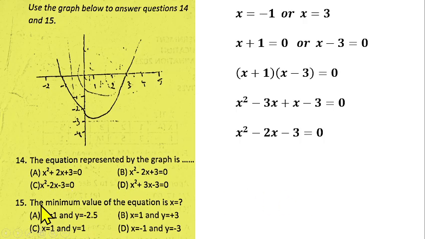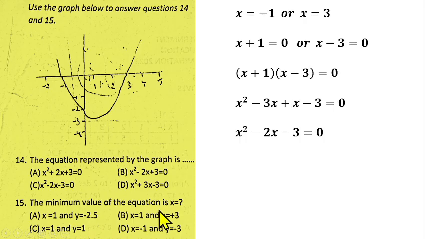Then the question asks us to find the minimum value of the equation, x equals to what? The minimum value of this curve is the turning point of this curve, the point where it turns. So it turns here, and where it turns here, y is equal to minus 2.5 around here.